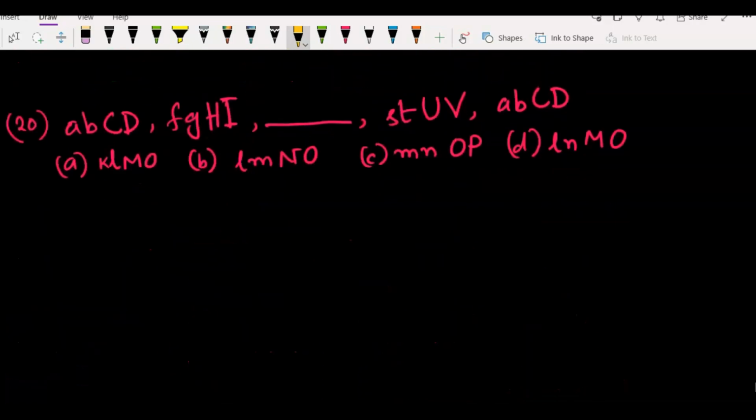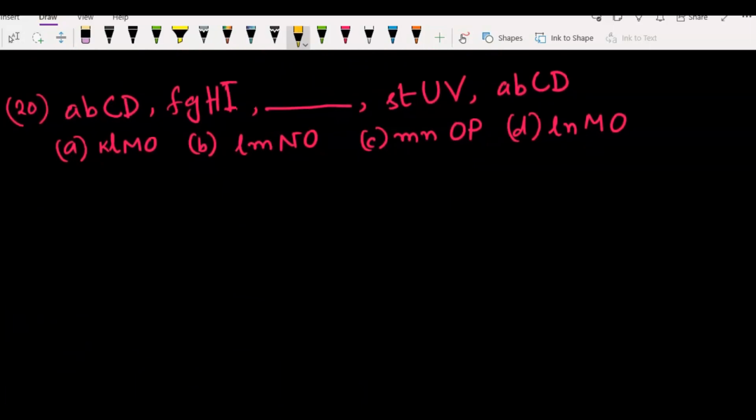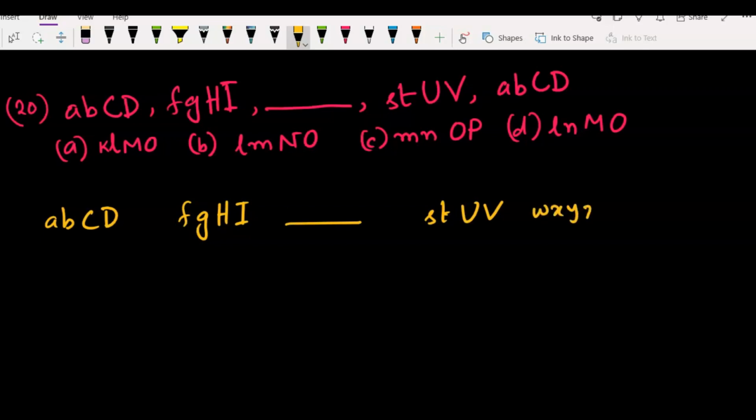Now let's do 20. So here we have first A B, then capital C, capital D. Then E is missing. So E is not here. Then we have small f, G and capital H, capital I. Then we have a gap. Then we have S T U V. Then what comes after V? W X Y Z. They are not here. They are omitted. And again we have A B C D.